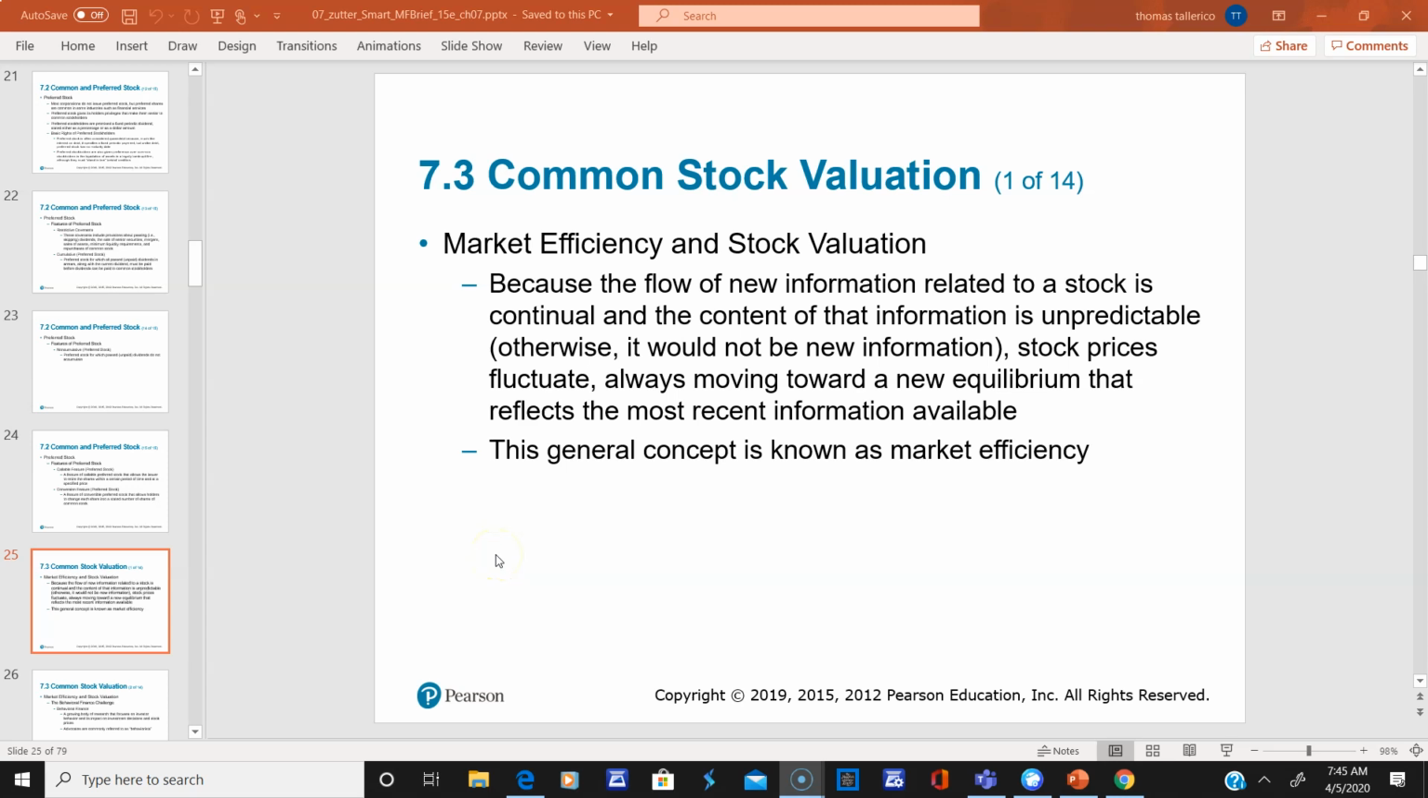So, hello everybody. Let's pick up on slide 25 here, and I want to talk about market efficiency. What does market efficiency mean? It's tied intimately to the word information. Information related to a stock, right?